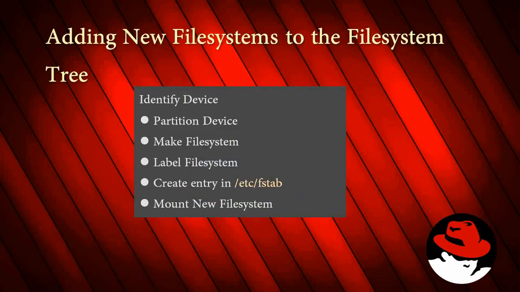So let's start. Adding a new file system to the file system tree is simple. We have to do certain things in a process. We first identify a device, partition the device, make a file system, label the file system, create an entry in /etc/fstab, and mount the new file system.